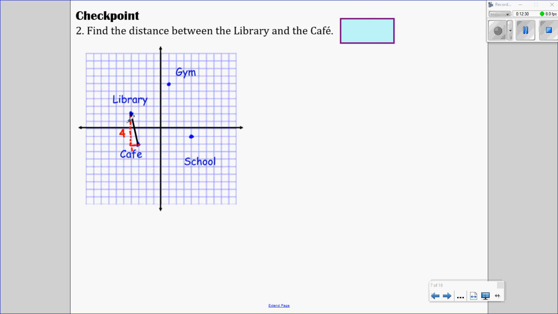So yes, we're going down. It's a negative slope, so it would be -4. But since we're dealing with distance, just leave it as 4.